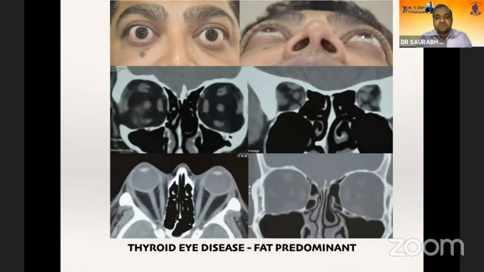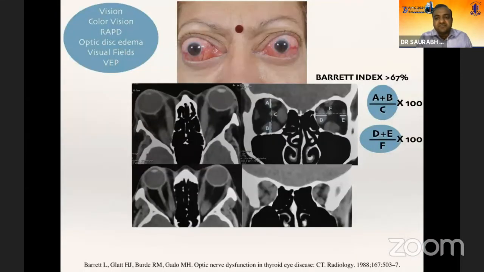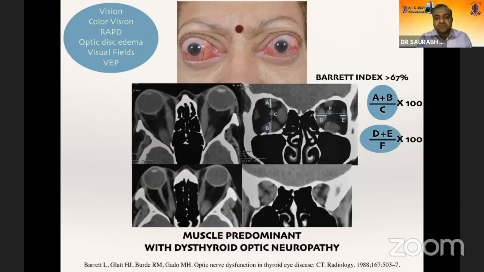I'll just be finishing. The MRI is not that useful, although it picks up the soft tissue signs. Another thing is that the CT can help in the calculation of Barrett's index, where more than 67% is predictive of dysthyroid optic neuropathy.